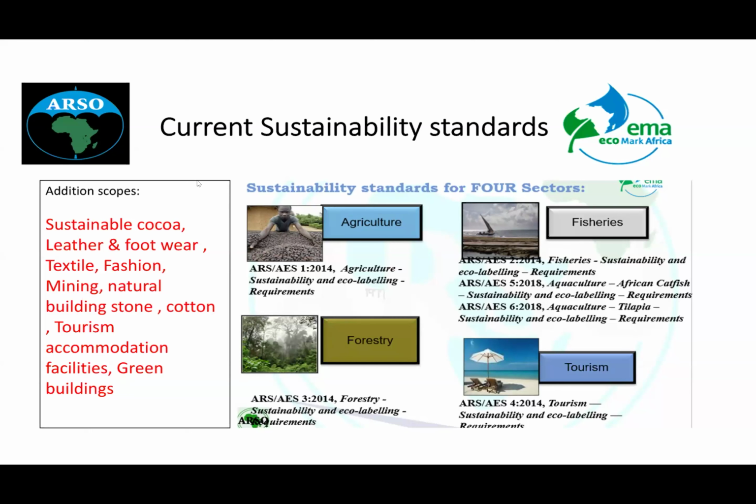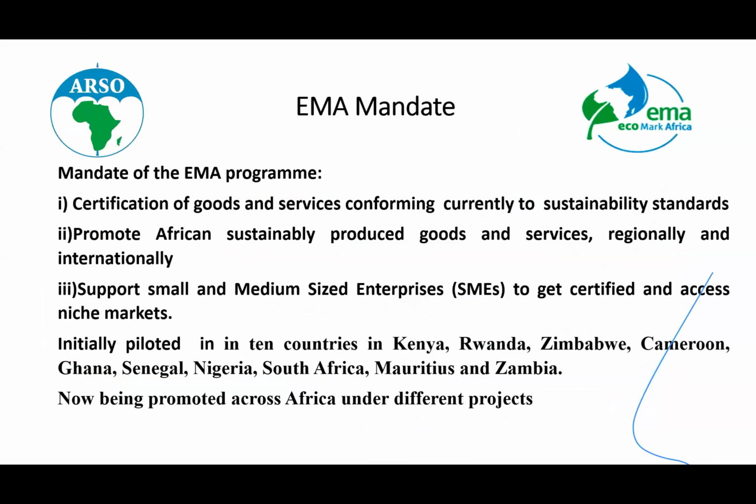And like I was explaining to the earlier person who asked a question, these are the standards that the certification will be based on. These are African standards. The mandate of EMA, and that is why we are here, is to promote certification of goods and services complying with sustainability standards, then promote African sustainability goods which are produced at regional and international level, and support the MSMEs to get certified in order to access niche markets. Initially, this program had been piloted in 10 countries, but now we are doing it across Africa under various projects that are supporting this certification.